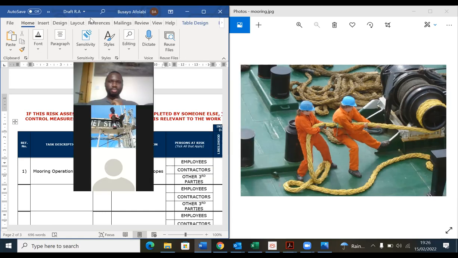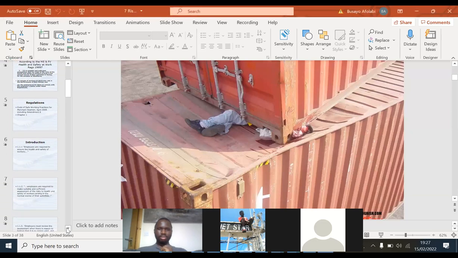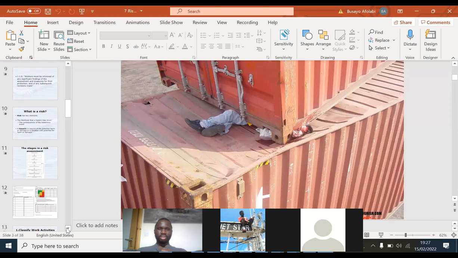Okay, wait. I'm just going to share again. What's the hazard here? Agaba, are you seeing my screen? Yes, sir. So what's the hazard here? What was the hazard here? Because whatever was the hazard here has already caused the harm. Can someone help him? What was the hazard on this picture? The container is the hazard here. The container is the hazard.